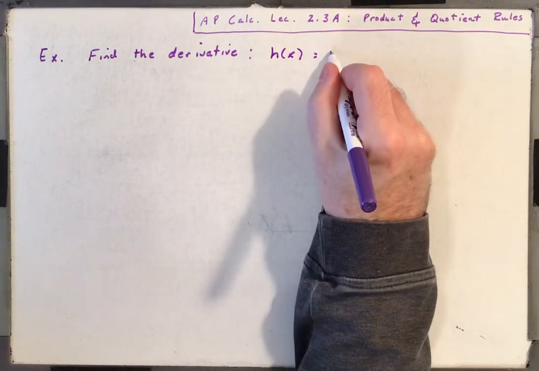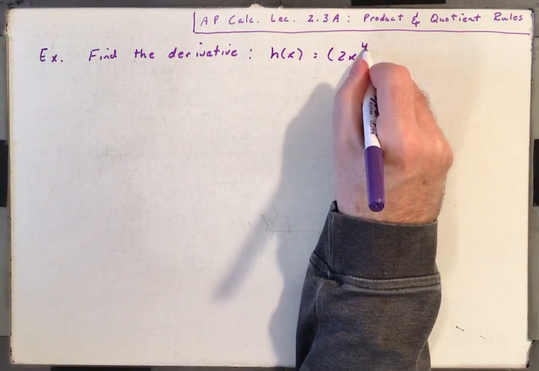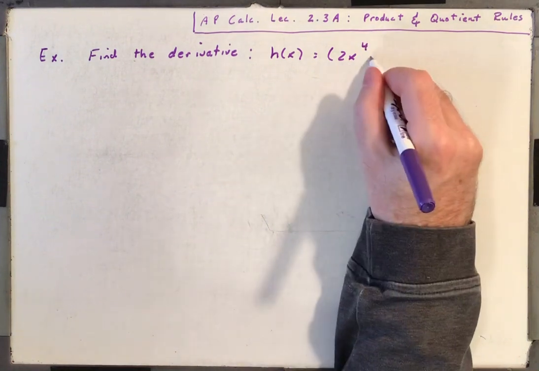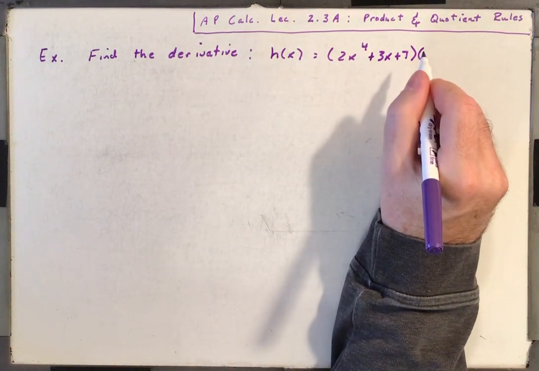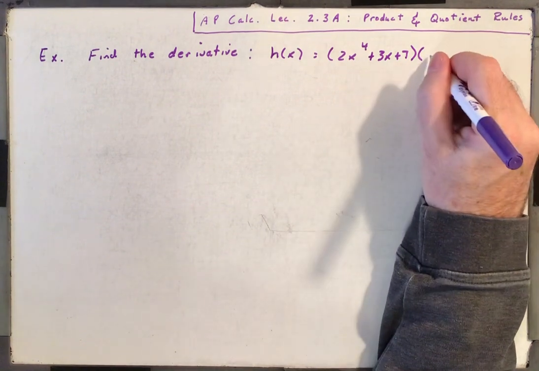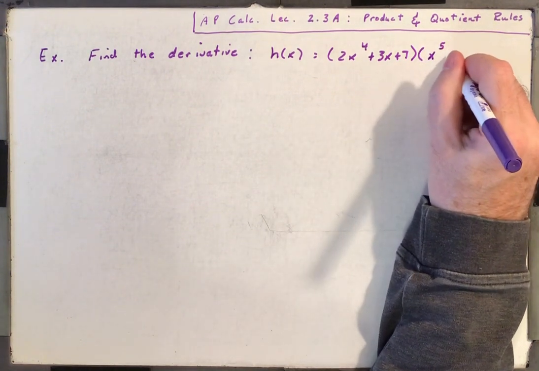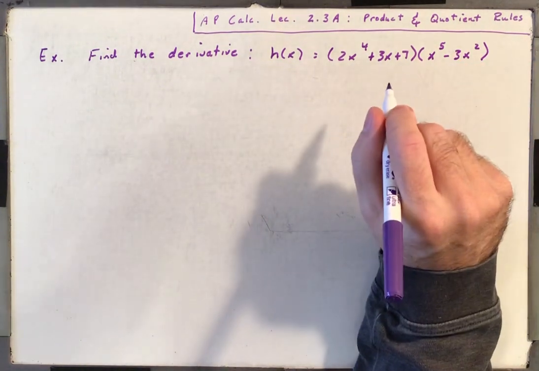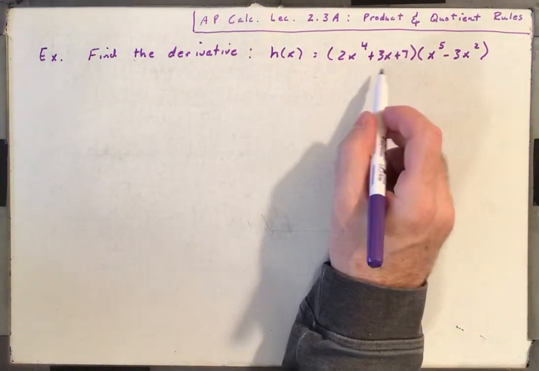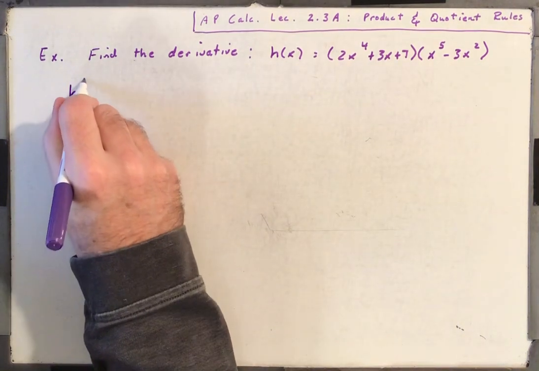is equal to 2x to the fourth plus 3x plus 7 times x to the fifth minus 3x squared. So this is really a good practice using the power rule and the product rule. So h prime of x.